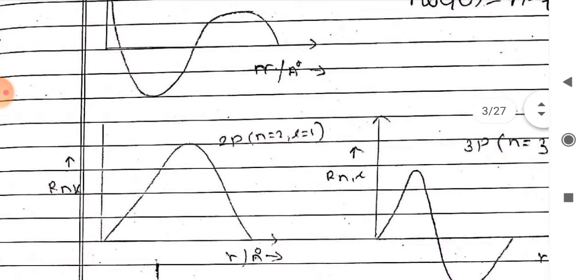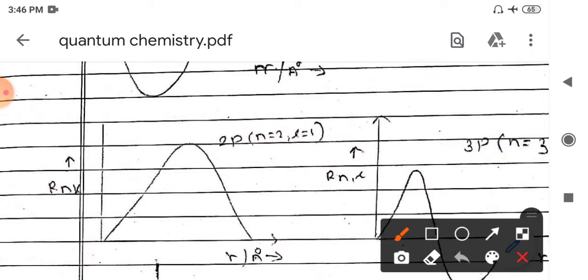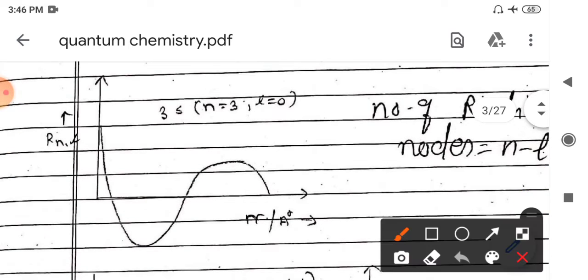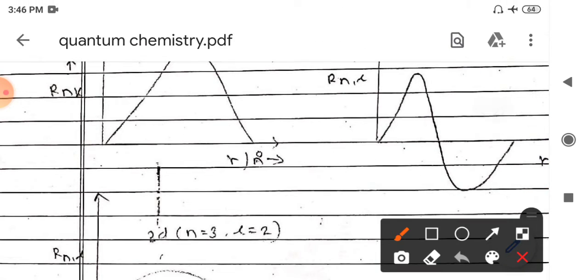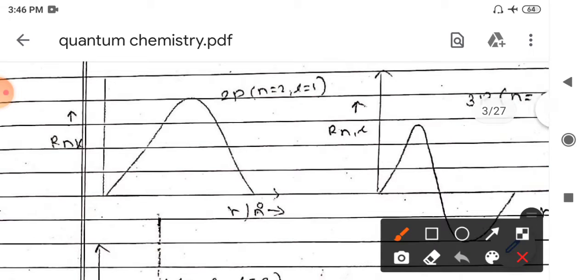For p orbital, d orbital and f orbital, the radial function will start from 0, from the origin, but for s orbital it starts from some finite value. So for 2p orbital we have 0 nodes. Why is it so? Because n is 2, minus l, for p orbital l is 1, minus 1, so overall we get 0 nodes. So for p orbital we will have such a radial distribution plot.